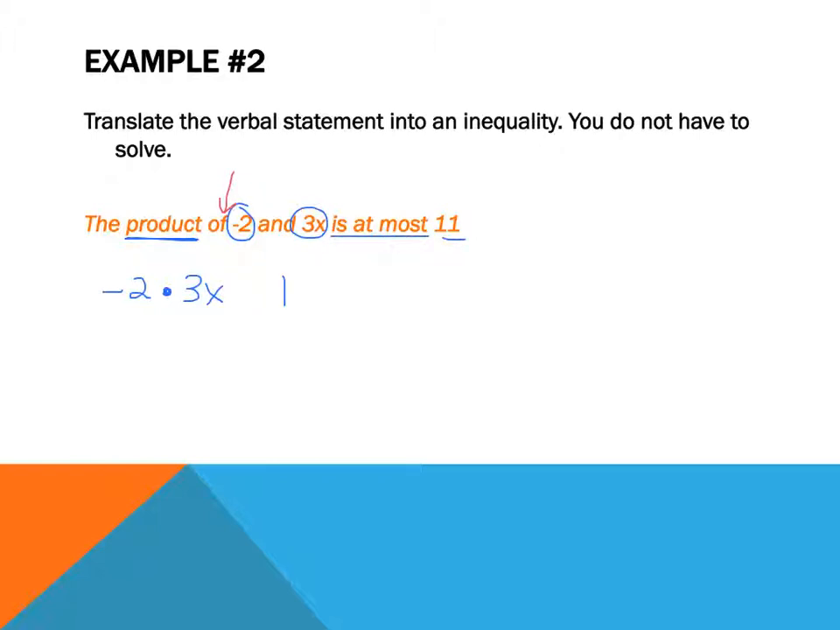So I know that I'm going to have an inequality, and then I'm going to have 11 on the other side. Is at most 11, that means 11 is like the maximum. So our product has to be less than that. It can be 11, so it's going to be less than or equal to 11. So 11 is the maximum that that product can be, so it's going to be 11 or less, so less than or equal to 11. And this is it. You don't have to solve anything. That's your answer.